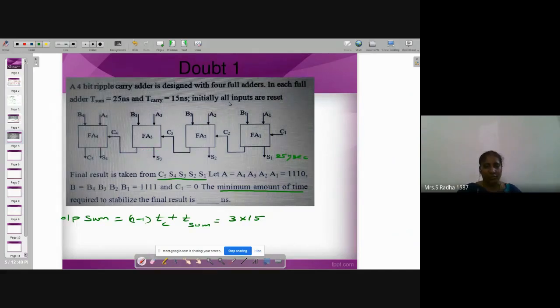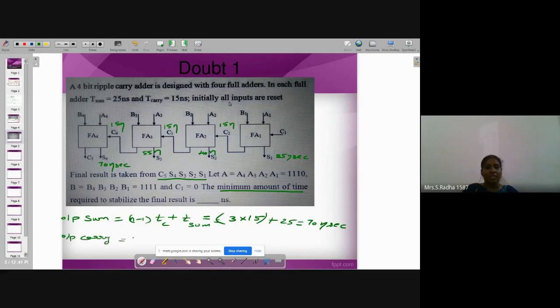In the question, for carry it is given as 15 nanoseconds. So 25 plus 15 is 40 nanoseconds, and the second bit will come. Another 15 makes 55 nanoseconds, and another 15 more. The sum will come after 70 nanoseconds: 3 into 15 plus 25, so 45 plus 25 is 70 nanoseconds.